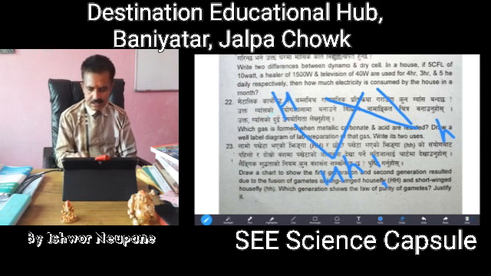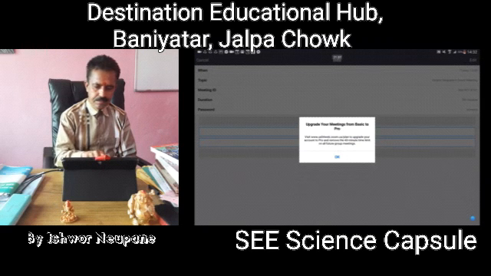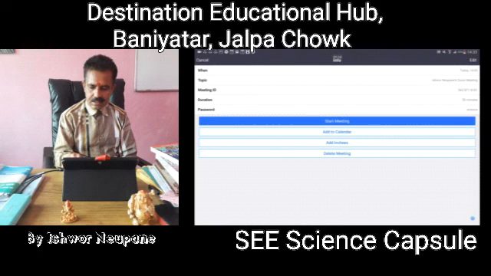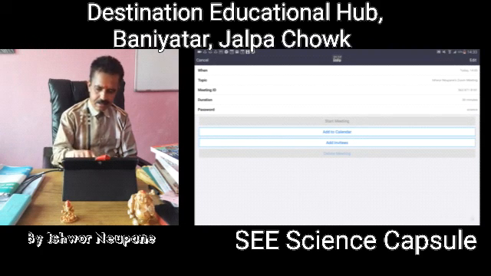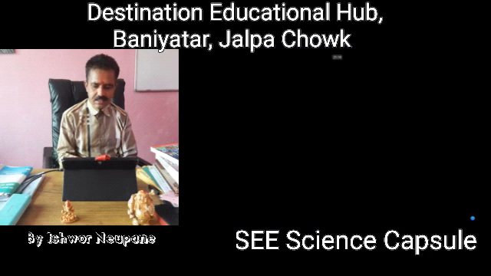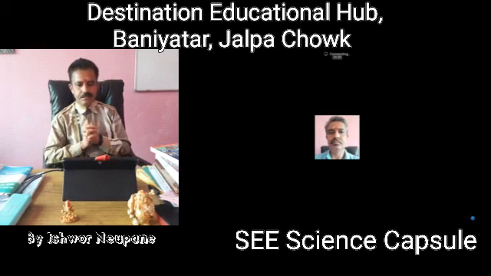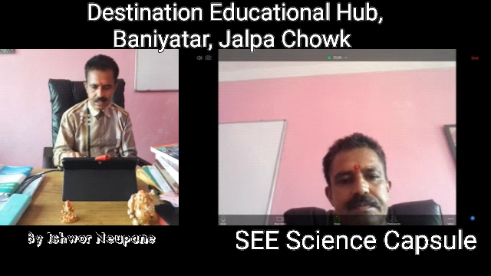And the next question says, which generation shows the law of purity of gametes? What should be your answer? First generation or second generation? Second generation shows the law of purity of gametes. Why? Second generation shows, okay, the time is over.